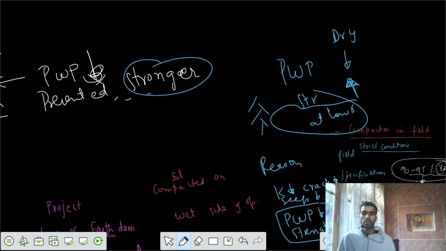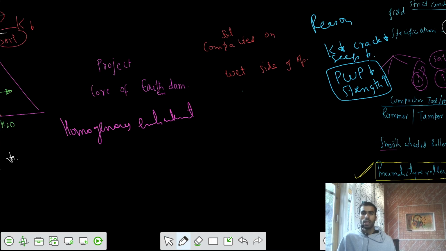Your strength was more. So for the homogeneous embankment, I would prefer the dry side of optimum, because your pore water pressure is less on the dry side and your strength is more on the dry side. Let's go for the third one.